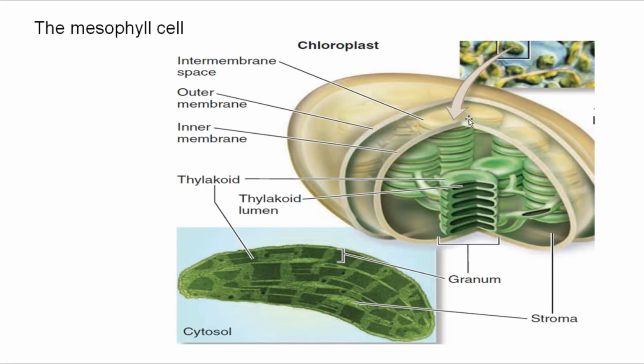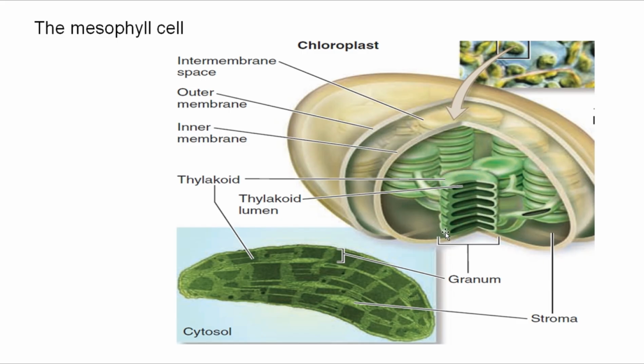Look, this one is the mass of the mesophyll cell. Look, this one is the chloroplast. The chloroplast has two membranes, the outer membrane and the inner membrane. Look, this sac-like structure is known as the thylakoid.